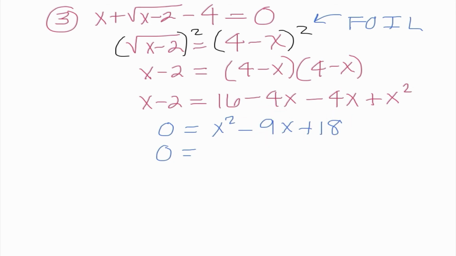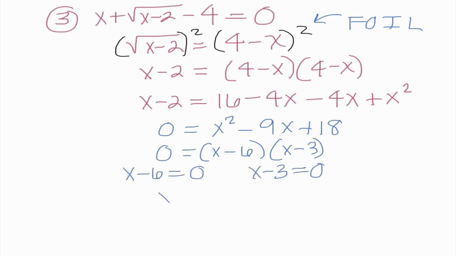And so at this point, I need to go ahead and think, what factors of 18 add up to be negative 9? And I'm going to try x minus 6 and x minus 3. I'm going to then go ahead and set both of those equal to 0 and solve these two equations independently. So I get x equals 6 and x equals 3.